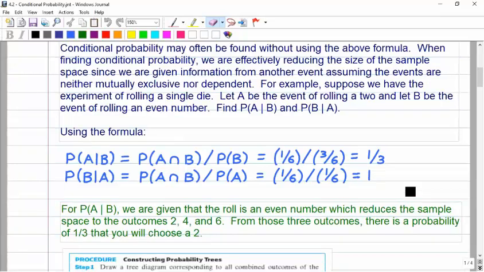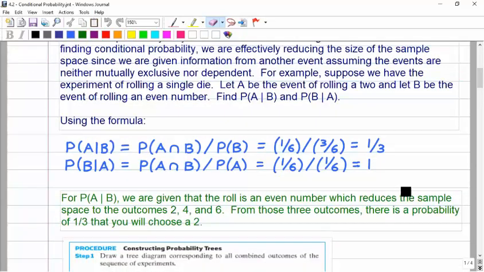That means it's 100%. But think about the wording on that one. Reversed, B given A: the probability of rolling an even number given that you know it's a 2. Well, duh. It has to be an even number if you know it's a 2. So there really isn't much to that, but the formula bore out that it was a 1. Of course it's even if you know it's a 2. That one kind of cracks me up.